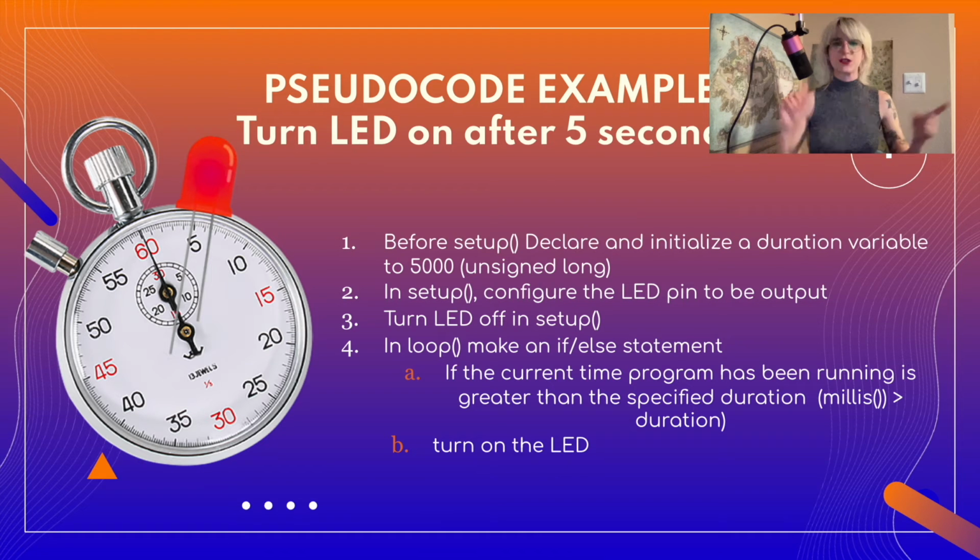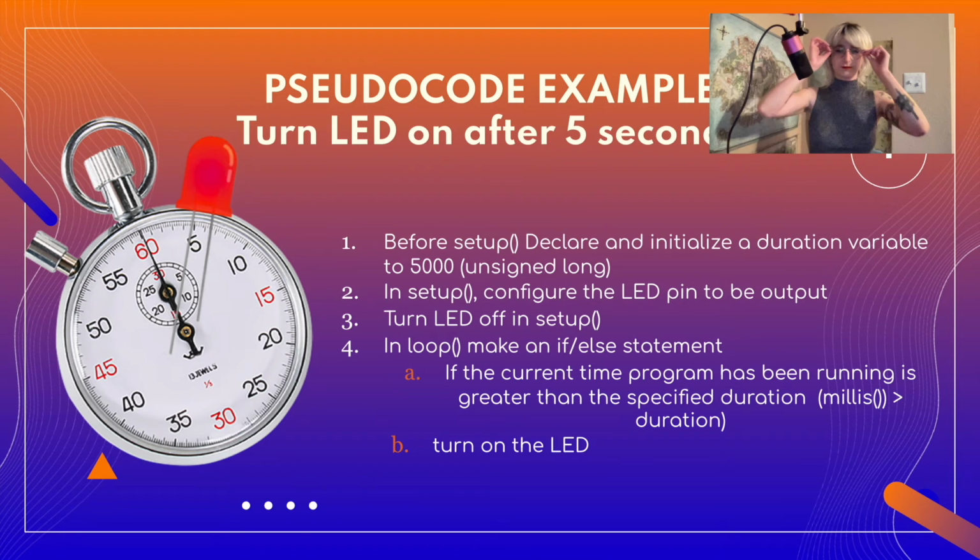Pretty cool. So first, before setup, declare and initialize a duration variable to 5,000. All right, that's what we're going to do first, before our setup, before our loop. Then in setup, we want to configure the LED pin to be output, right? We got to do a handshake with that LED pin and be like, are you chill with being output? And it's going to be like, yeah, because usually it says, this is fine with me as long as it's the right pin.